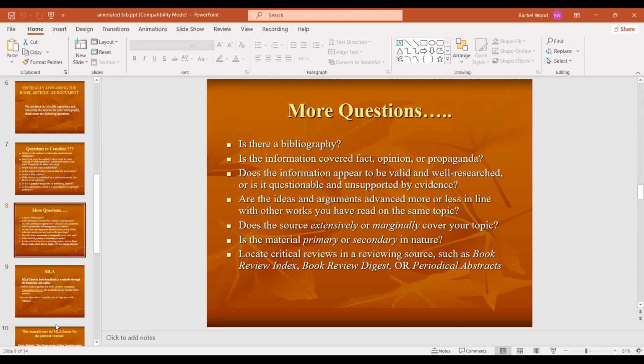And then again, looking at primary and secondary sources. So primary sources would be things like books. Secondary sources are peer journaled articles. And then you want to locate critical reviews, such as Book Review Index, the Book Review Digest, or periodical abstracts. All of those things are available at the library.